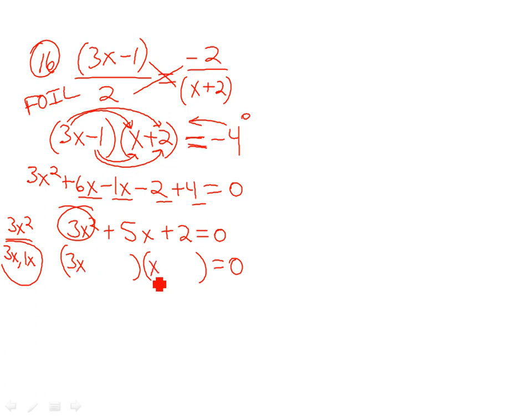What goes here? 3x. What goes here? 1x, or x. Then you have to find the factors of the third term, which in this case is positive 2: 1 and 2. Now here's where you have to be careful, because if this leading number out here where the 3 is was just a 1, like it was on the E-Day paper, then they're easy. They're not so easy when that leading number is anything else.